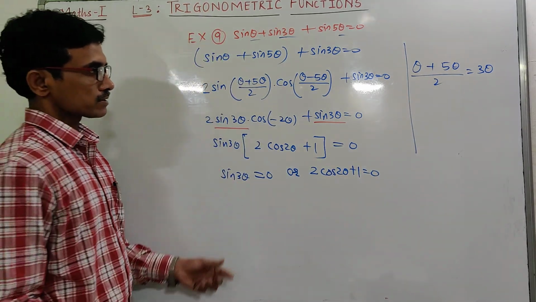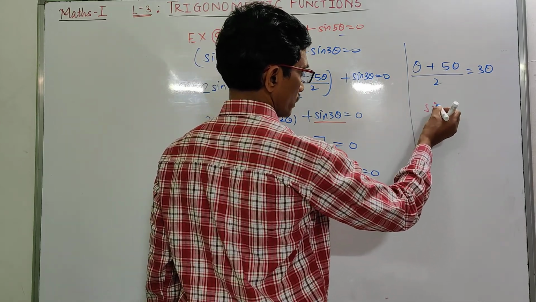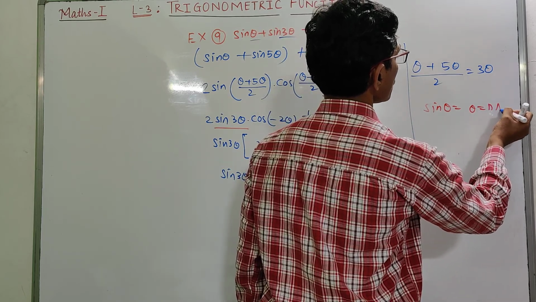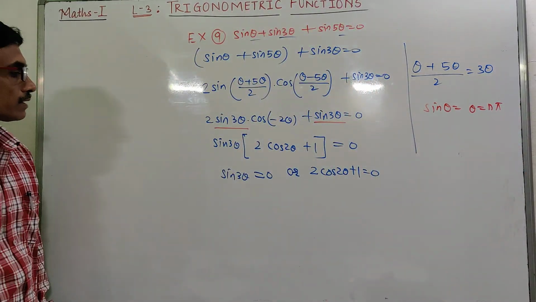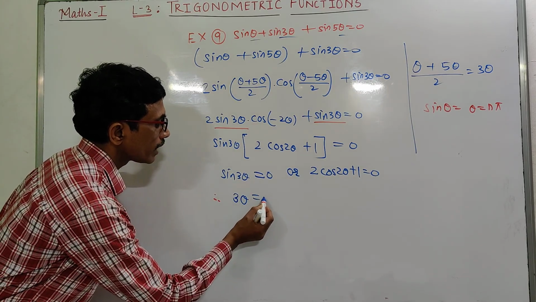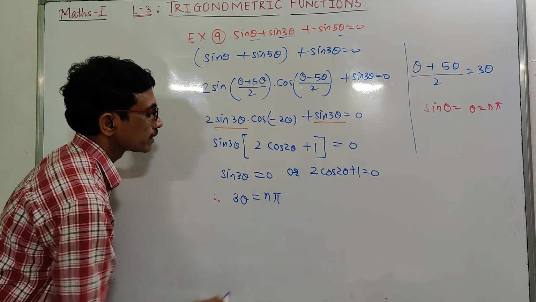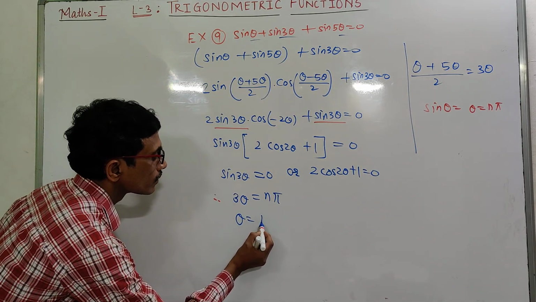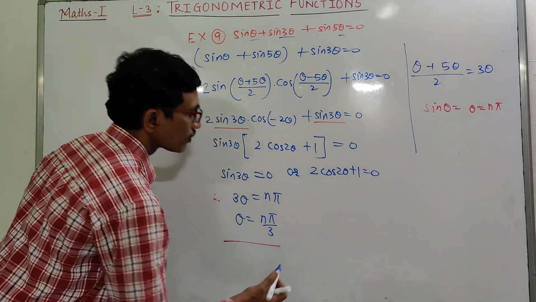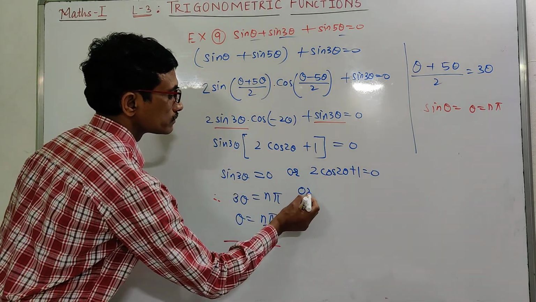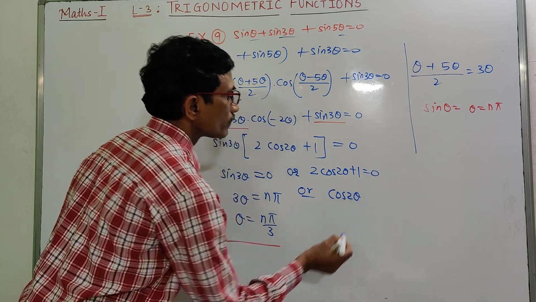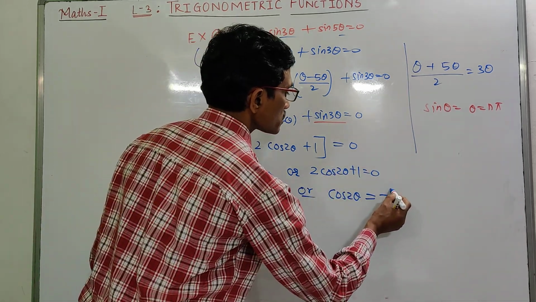Now again, sin theta is equal to 0 implies theta is equal to n pi, where n belongs to Z. Therefore 3 theta is equal to n pi, that is theta is equal to n pi upon 3. Theta is equal to n pi upon 3, or cos of 2 theta is equal to minus 1 upon 2.